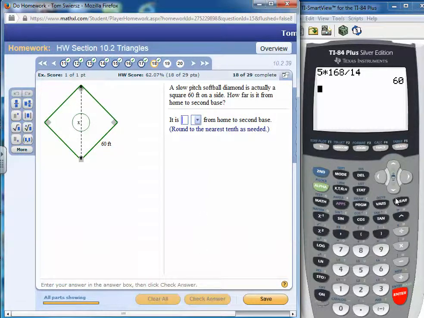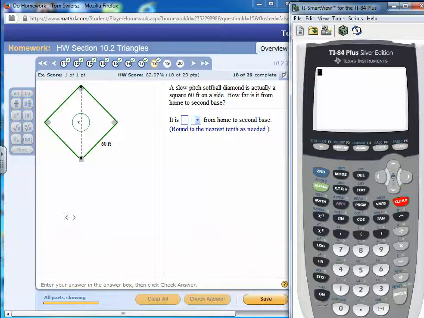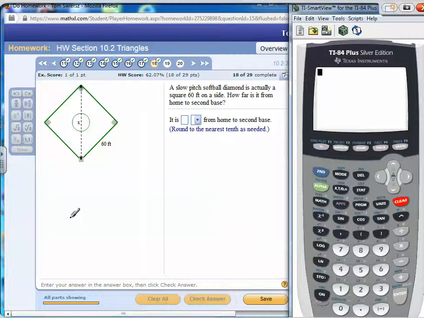Okay, let's look at problem number 18. A slow pitch softball diamond is actually a square 60 feet by 60 feet. How far is it from home to second? So here we have a picture from home to first to second, and then we want this side here, right?